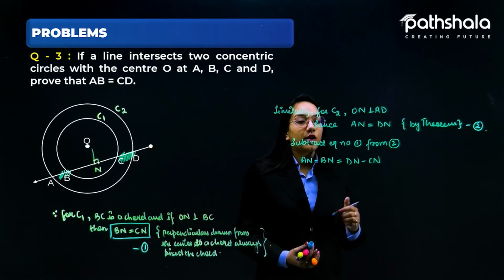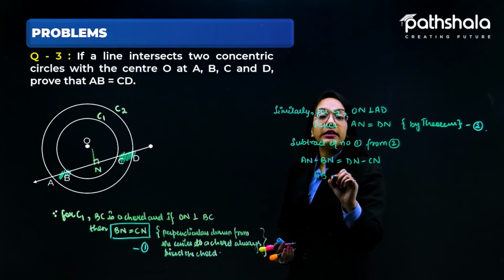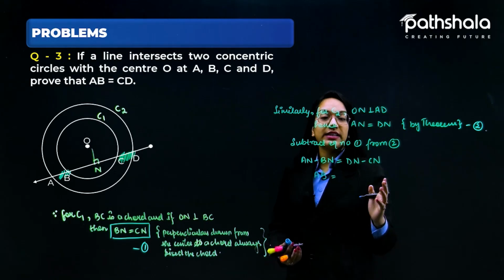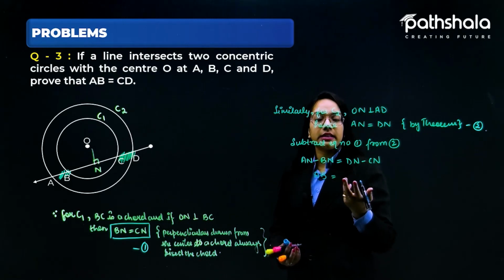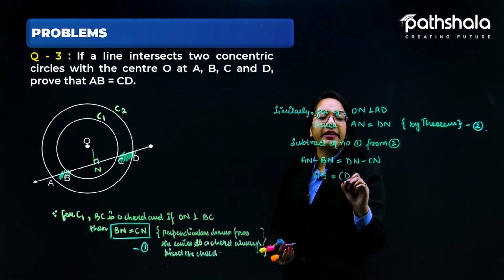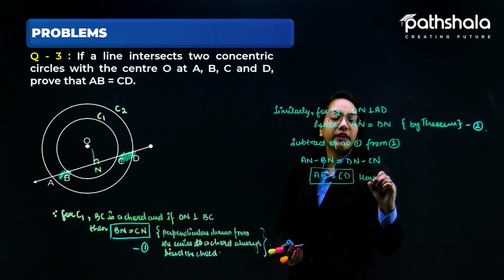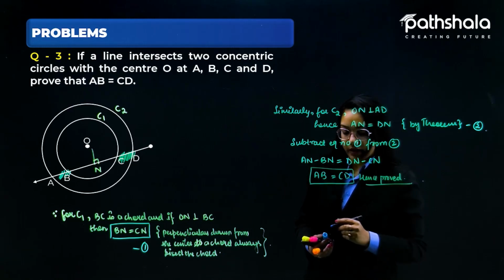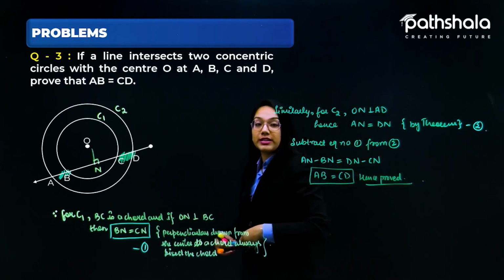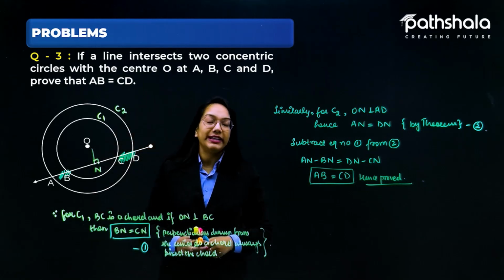So hence what we can say over here, AN minus BN is exactly equal to AB, and DN minus CN is exactly equal to CD, or we can say DC. So this is what we had to prove over here. So hence it is proved that at the end we are getting these two portions as equal to each other, meaning AB is equal to CD. So this is all about question number 3.